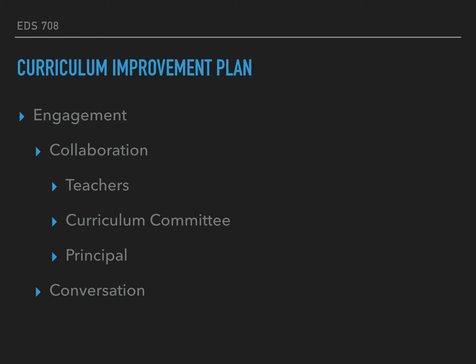For conversation, this is simply the conversations that I had with others in making this plan. I had extensive conversation with the building principal, and he informed me of the steps I listed above regarding teachers, curriculum committee, and his final approval. So our conversation that involved myself and the principal went a long way in creating this improvement plan.